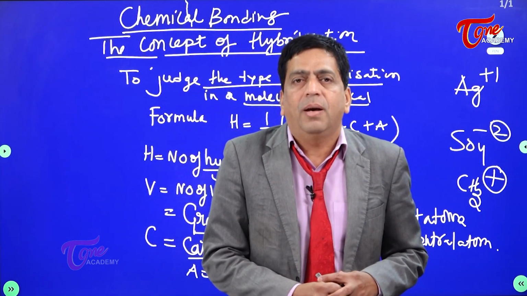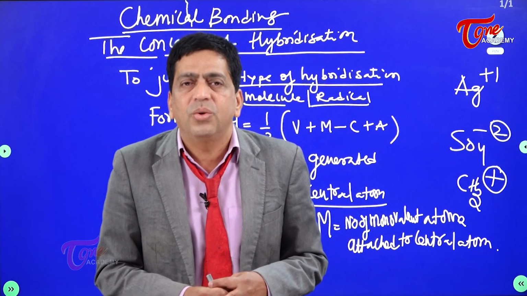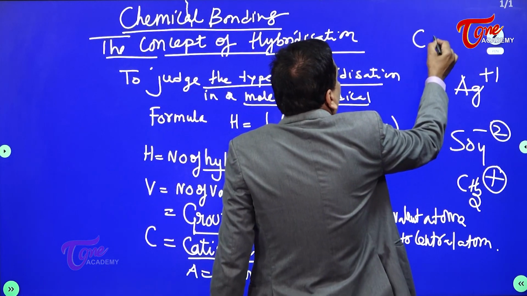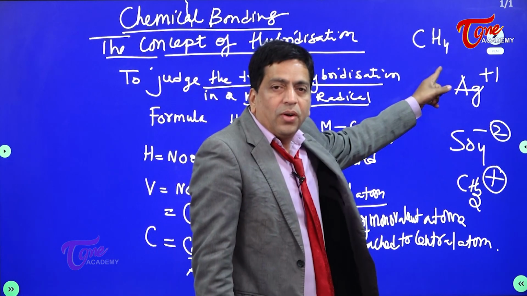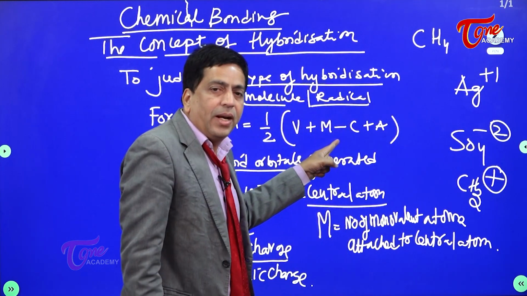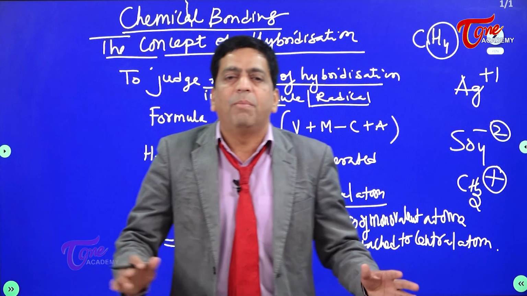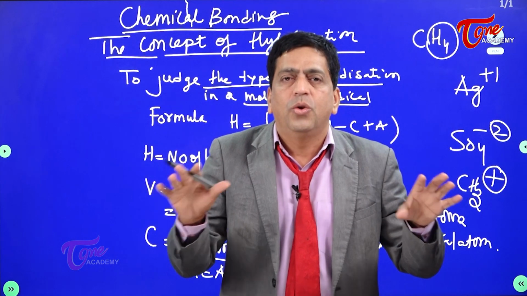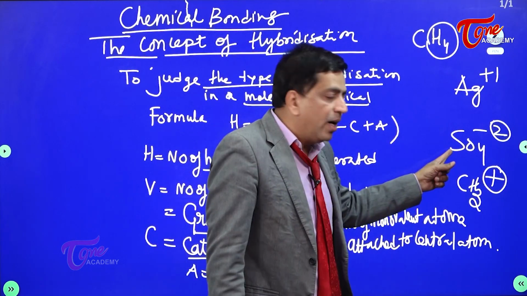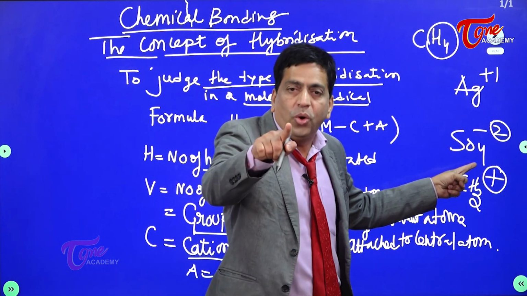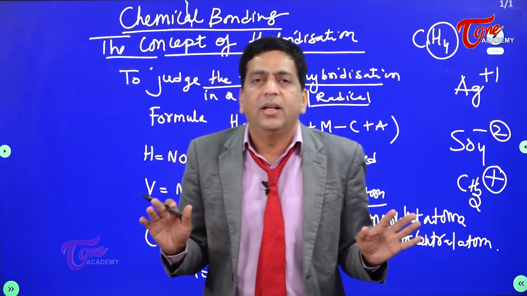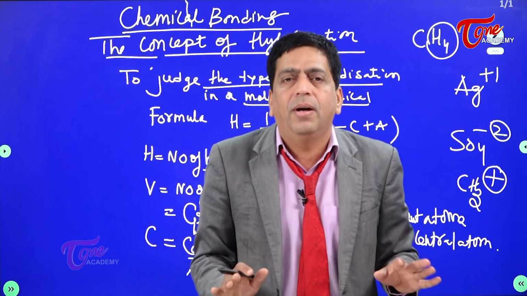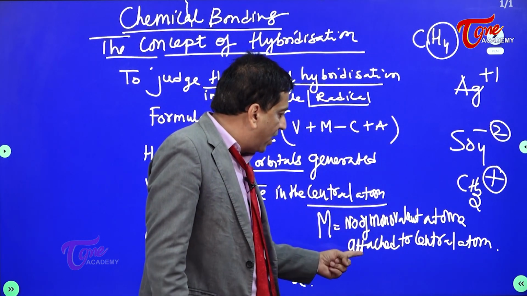Don't get threatened. The monovalent atoms in chemistry are only hydrogens and halogens. For example, this is methane, CH4. If you wanted to write M, the number of monovalent atoms is 4, because monovalent atoms in chemistry are hydrogen and halogens. That's all. If I ask you the number of monovalent atoms attached to sulfur, they are 0, because oxygen is not monovalent. Only hydrogen and halogens are monovalent. Oxygen is bivalent. So remember, M is nothing but the number of monovalent atoms attached to the central atom.